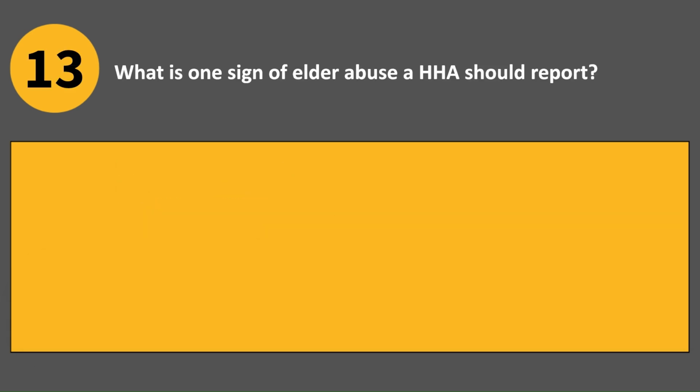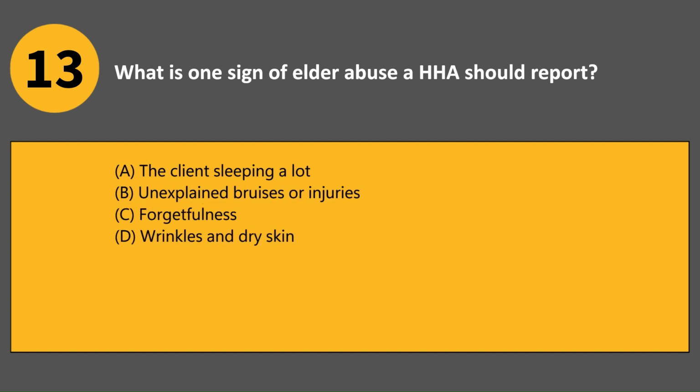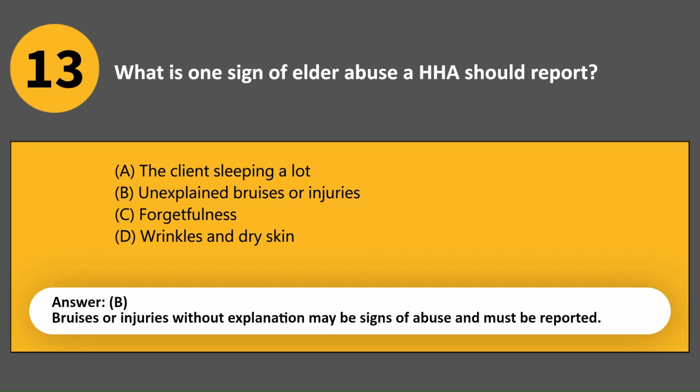What is one sign of elder abuse a HHA should report? A. The client sleeping a lot. B. Unexplained bruises or injuries. C. Forgetfulness. D. Wrinkles and dry skin. Answer: B. Bruises or injuries without explanation may be signs of abuse and must be reported.